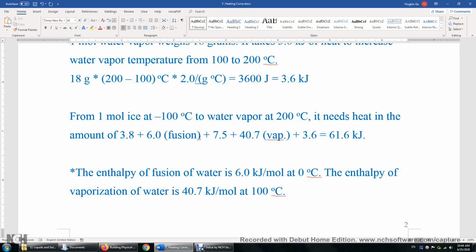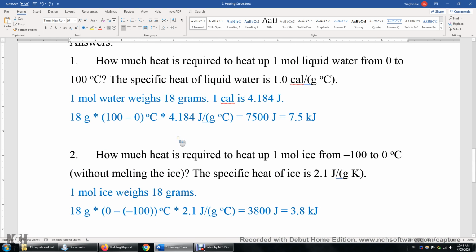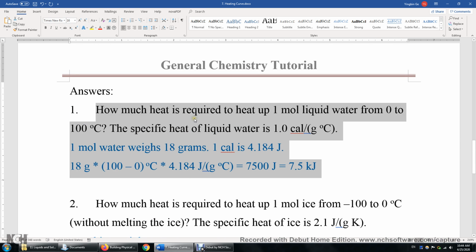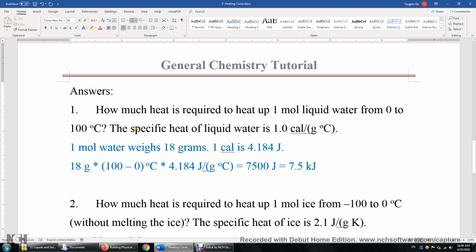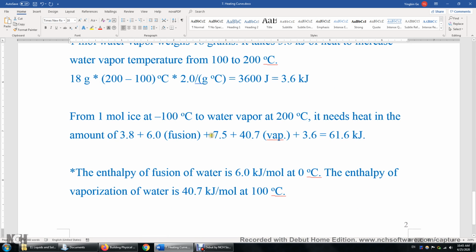Now we're going to heat up this liquid water from 0 to 100 degrees Celsius right before it vaporizes. How much heat do we need? 7.5 kilojoule per mole. How do I know this? We did this right here. How much heat is required to heat up one mole of liquid water from 0 to 100 degrees Celsius? We know the specific heat of liquid water. We just compute the amount of heat this way: the mass of water, the temperature change of water, the specific heat of water. We do the multiplication. It's 7.5. So we got 7.5 here.